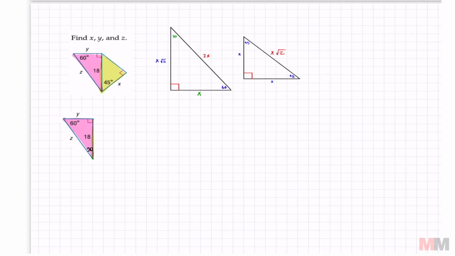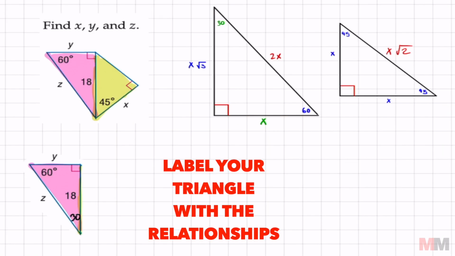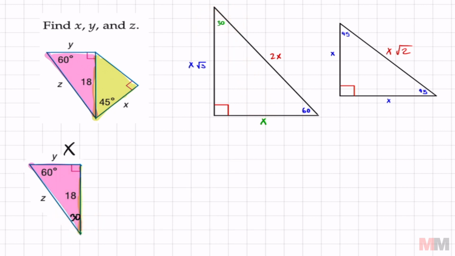Any 30, 60, 90 triangle or 45, 45, 90, my very first concern is to label that triangle. Just pretend that Y and Z were not there. This picture right here tells you that the one across the 30-degree angle is X. So whatever is across 30, I'm going to label it X. And again, pretend that Y wasn't there. The one across 60 is X root 3, so that would be this line segment right here. And the hypotenuse is twice X. We can label that as 2X.